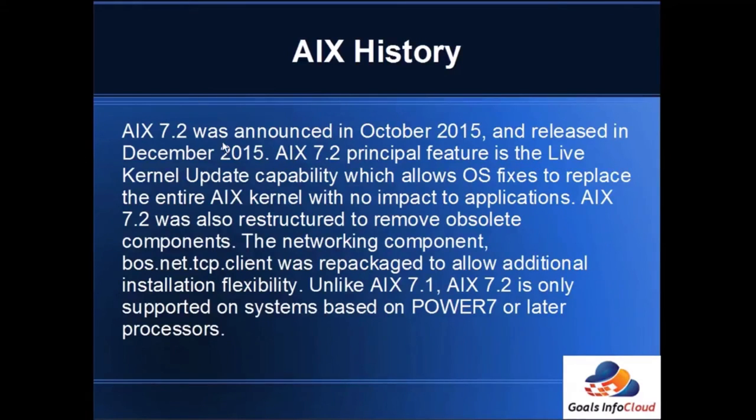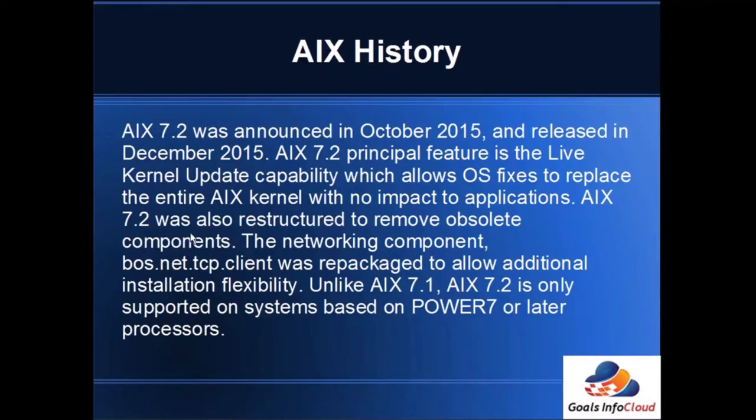And 7.2 is the latest version of AIX. It was announced in the year 2015 and released in December 2015. Now, in 7.2, there are features like live kernel update capabilities, which allow operating system fixes to replace the entire AIX kernel with no impact to applications.